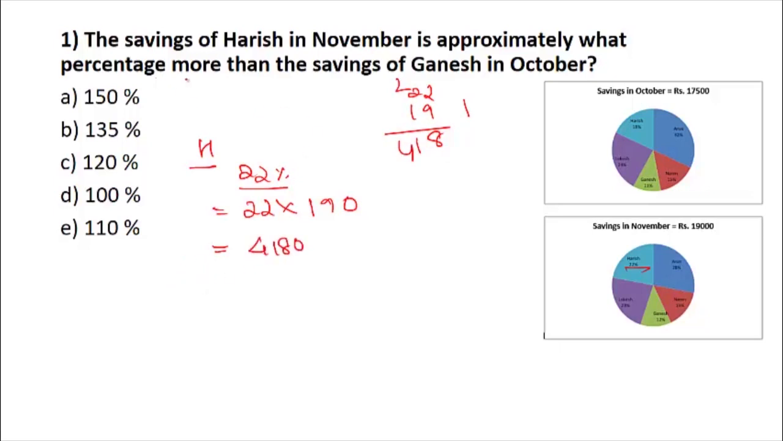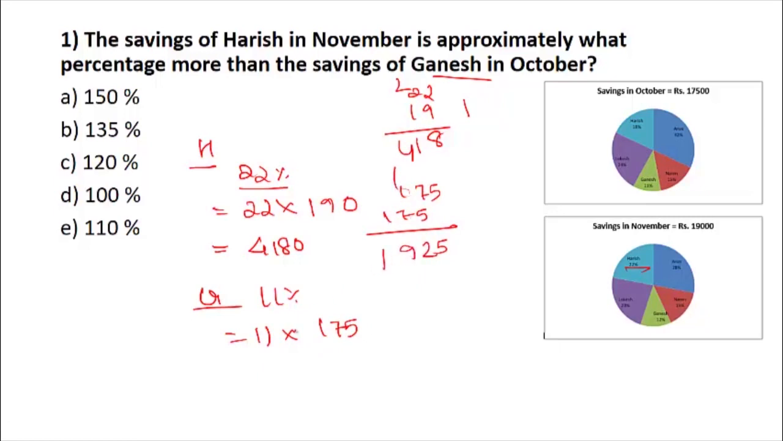Similarly for Ganesh, let us represent Ganesh by G. Ganesh is for the month of October, and it is 11%. 1% in October is 175, so we find the multiplication of 175 with 11. Finding multiplication with 11 is very easy: you write the same number twice. 175, 175. 5 comes here, 2, 1 carry, 8, 9. So 1925 is your value.